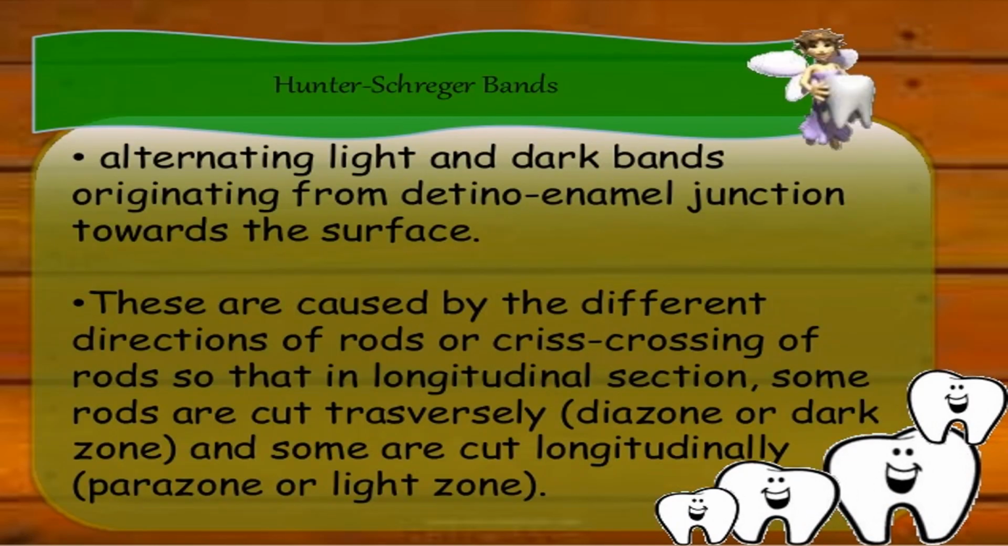Second is Hunter-Schreger bands. What are Hunter-Schreger bands? Hunter-Schreger bands are alternating light and dark bands originating from the dentinoenamel junction towards the surface. These are originating from the DEJ towards the surface.